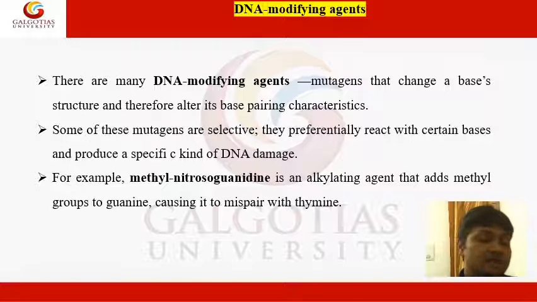Now the DNA modifying agents. These are mutagens that change a base's structure and therefore alter its base pairing characteristics. Some of these mutagens are selective. They preferentially react with certain bases. For example, methyl nitrosoguanidine is an alkylating agent that adds a methyl group to guanine, causing mismatch with thymine.